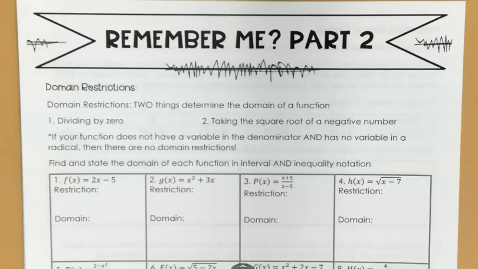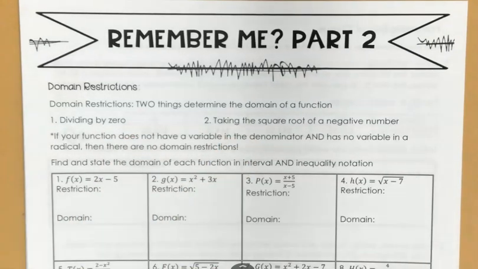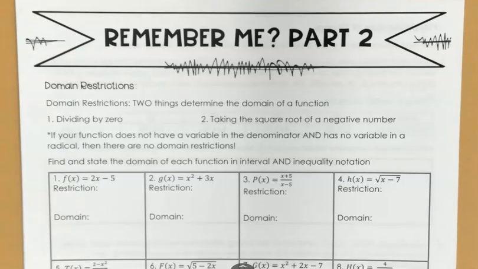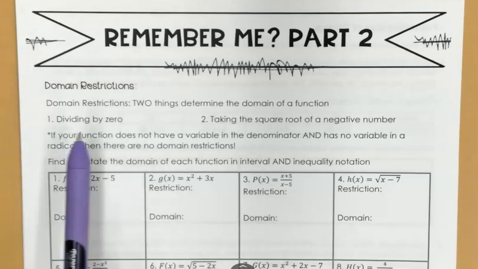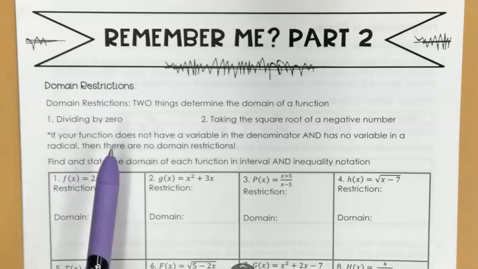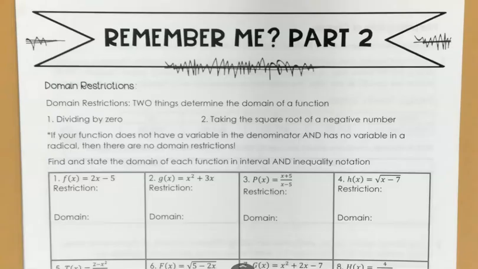So the two things that will restrict your domain when all you're given is the function and not the graph is anything that would cause you to divide by 0 or anything that would cause you to take the square root of a negative number. So if we are worried about either of those cases, we have to figure out what x values need to be eliminated from the domain. Now, if we don't have x in the denominator and we don't have x inside the radical, then we have no domain restrictions and our domain is going to be all real numbers.